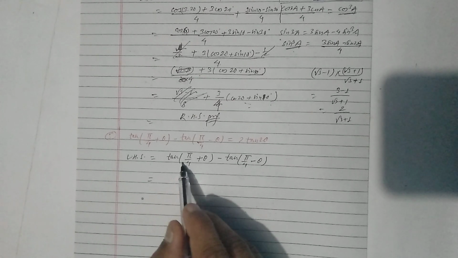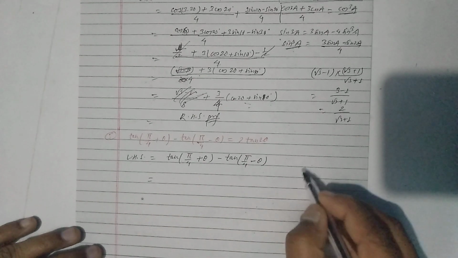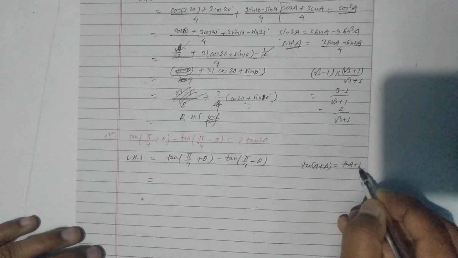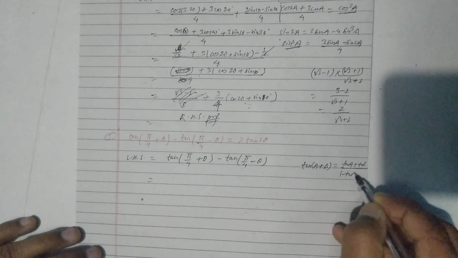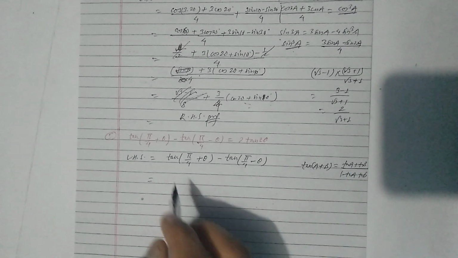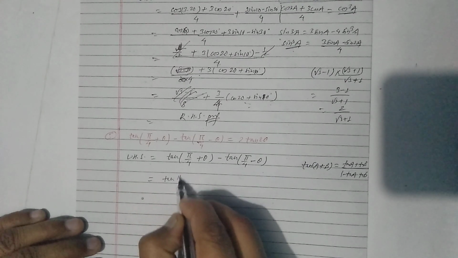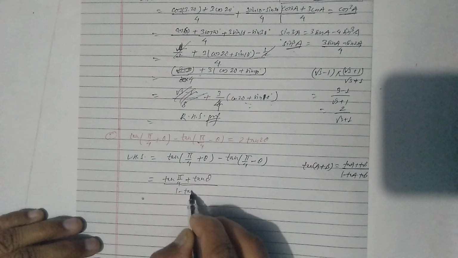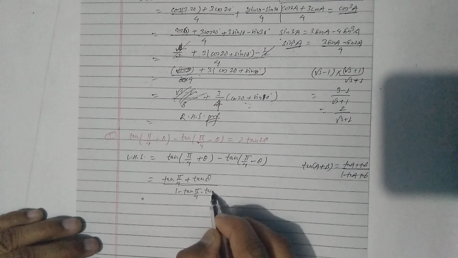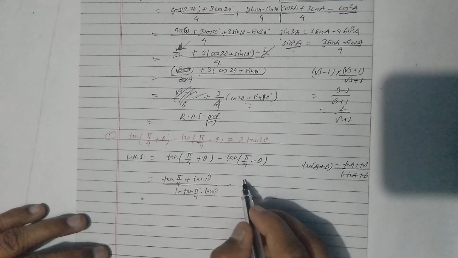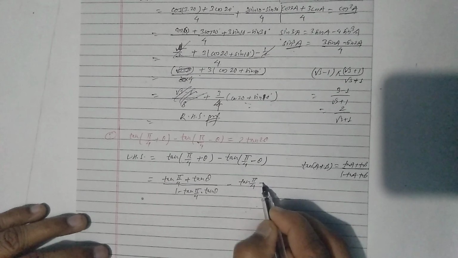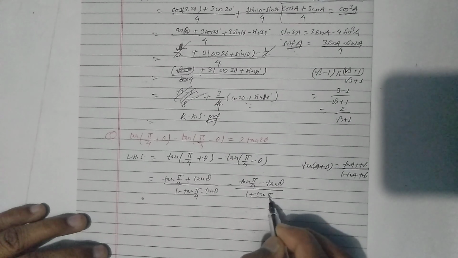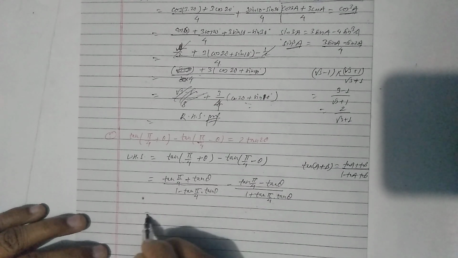If we apply the formula, we know tan (A plus B) equals (tan A plus tan B) upon (1 minus tan A into tan B). This is the formula, so let's apply it. Tan A plus tan B upon 1 minus tan A into tan B, minus, and apply the formula of this also, tan A minus tan B upon 1 plus tan A into tan B.